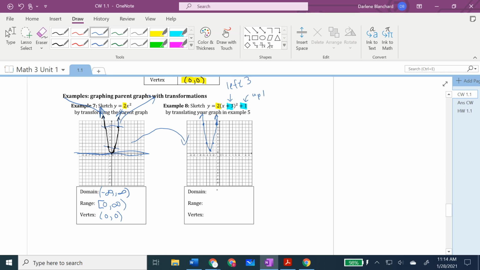Over here, where I've shifted everything, my domain is still -infinity to positive infinity. My range, however, by shifting everything up 1 unit, my now lowest y value is 1, and then it goes up from there. My vertex can be found just by looking at the movement, left 3 and up 1.